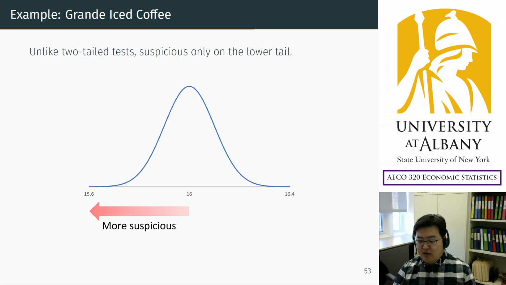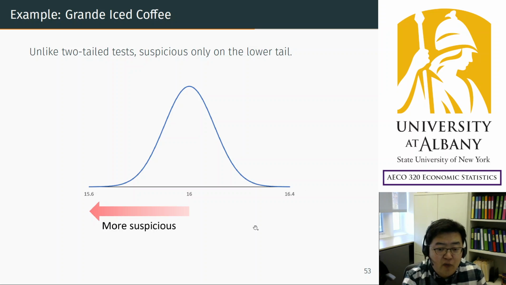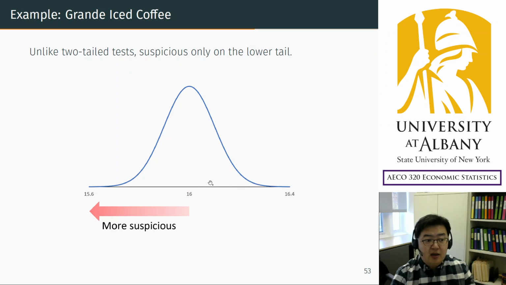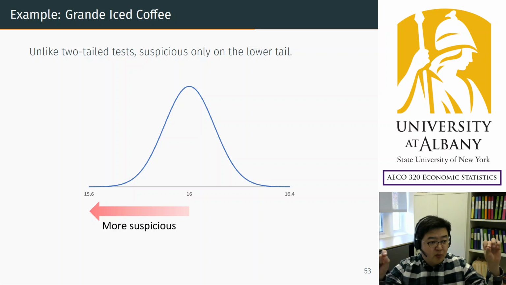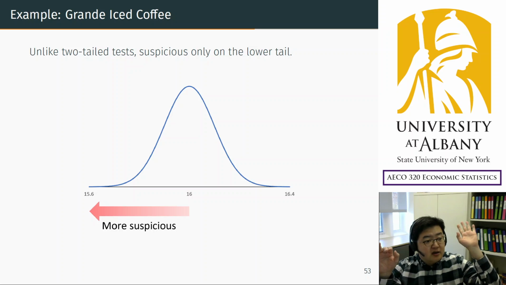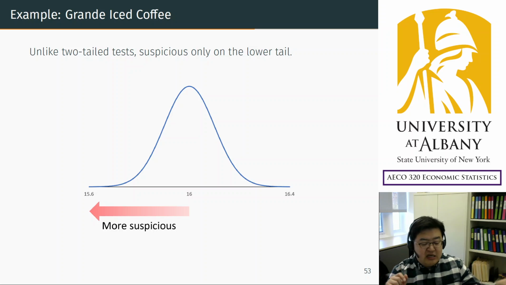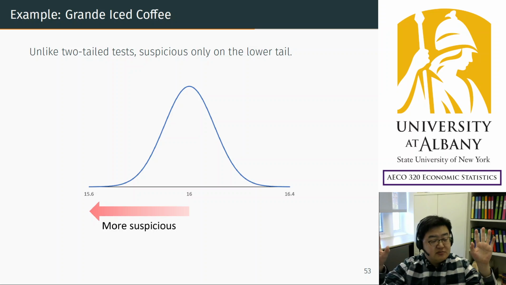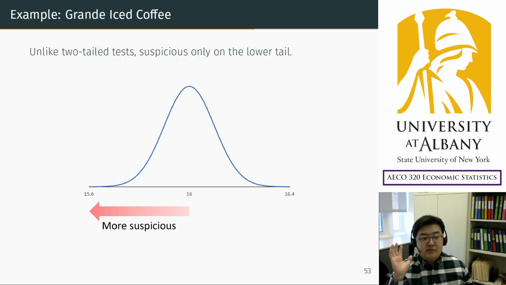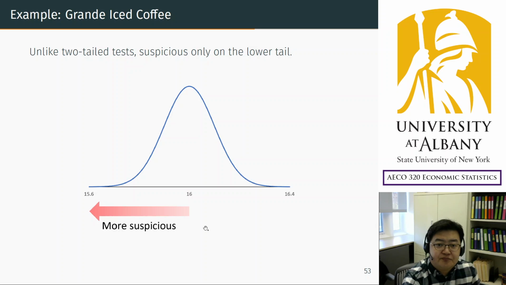So then we may use the same normal distribution we used before, but now we are going to have only one direction for the suspiciousness. We only worry about this side. This side is not a problem. Previously I made red arrows on both sides, and I said a negative shock is as equally likely as the positive shock, but now they are not equal. We only worry about the negative shock, the negative side. Only on this side is suspicious, right?